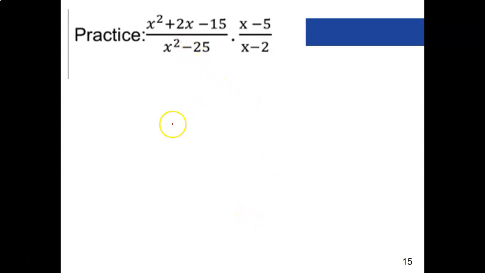Okay, so here's another one for you to practice. So try this one and then we will take a look at your work.